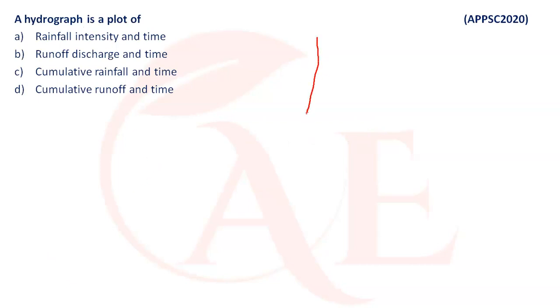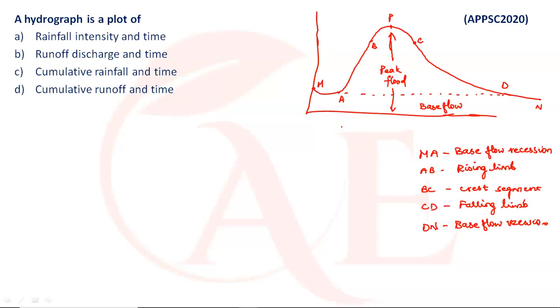First of all, what is a hydrograph? A hydrograph actually represents the discharge and time, where discharge is the runoff discharge in meter cube per second, and time t is in hours. These are the elements of this hydrograph.